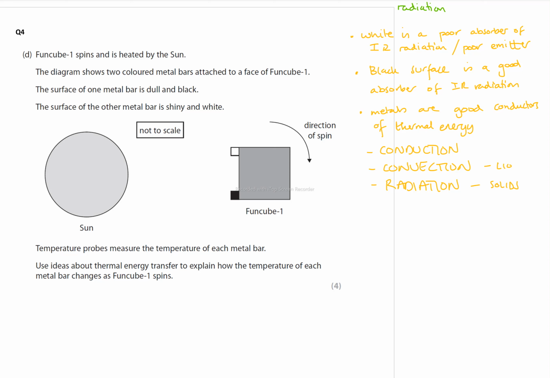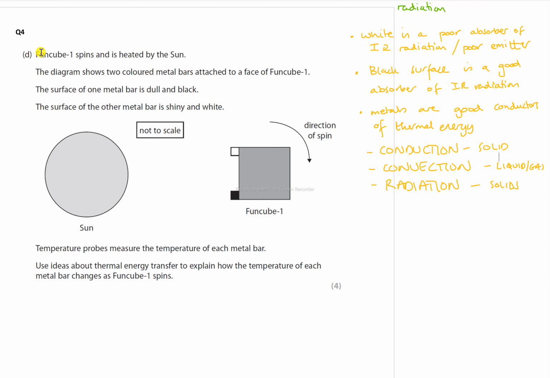So it's liquids and gases. Conduction is in a solid. Radiation can also occur in liquids, but you're mainly likely to get convection as things move around.